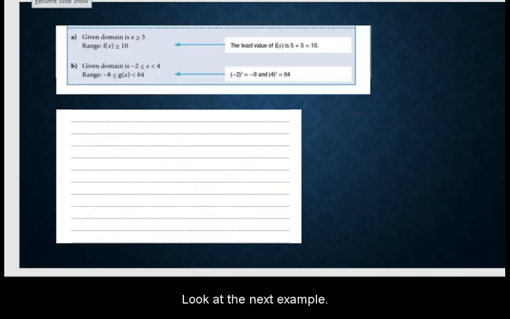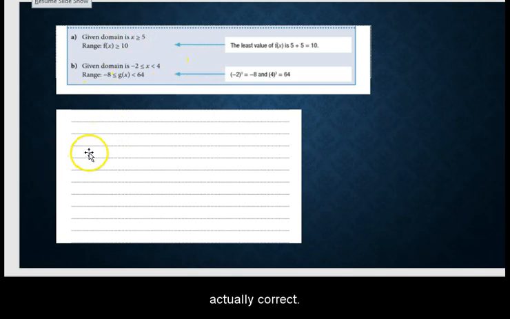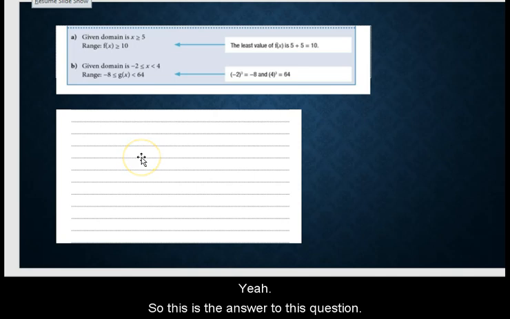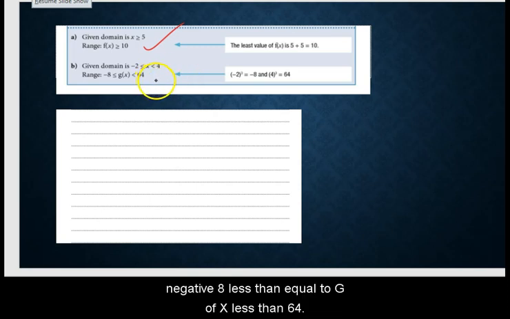Look at the next example. Given domain is x greater than or equal to 5. This is just showing the previous solutions. Of course, you can confirm that what we did is actually correct. So this is the answer to this question. The range f of x greater than or equal to 10, and the range negative 8 less than or equal to g of x less than 64.